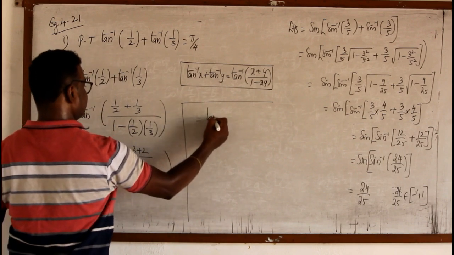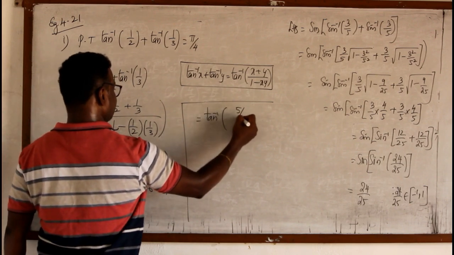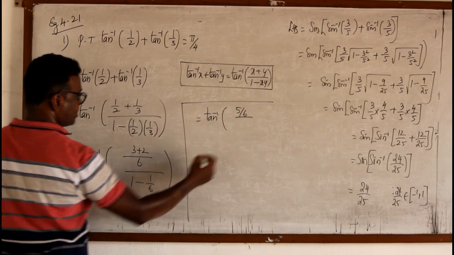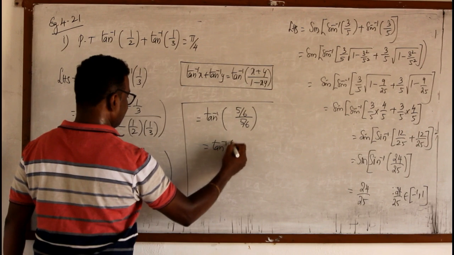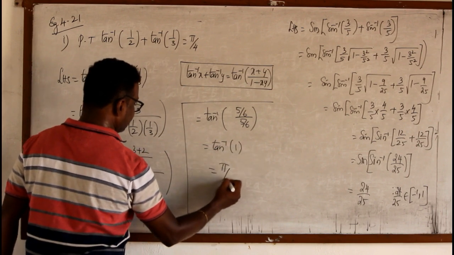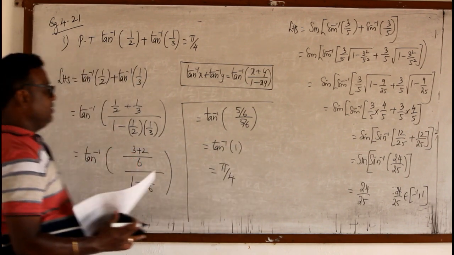Now it is tan inverse of 5 by 6 by 6 minus 1 is also 5 by 6. Both cancel, but I have 1. When will it be 1? Only at 45 degrees. That is pi by 4.